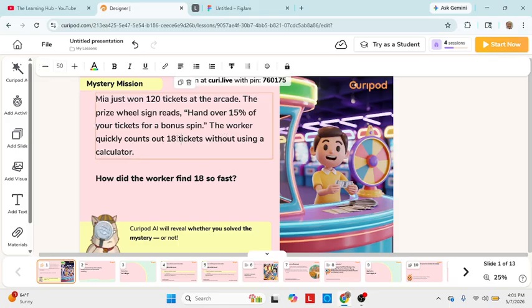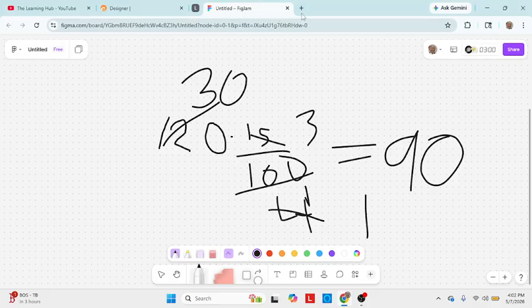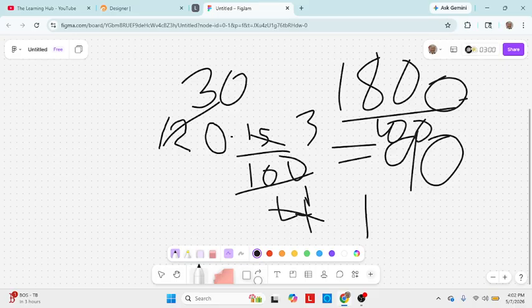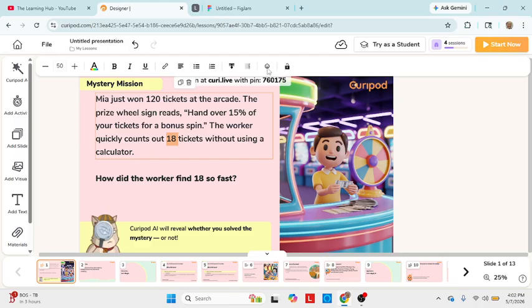So this is actually a little wrong. Because if we do 15 by 100, 120 times 15 is equal to 1800. And then when we do 1800 by 100, we get 18. So you do not want to simplify. You just want to try doing it in the beginning without simplifying.